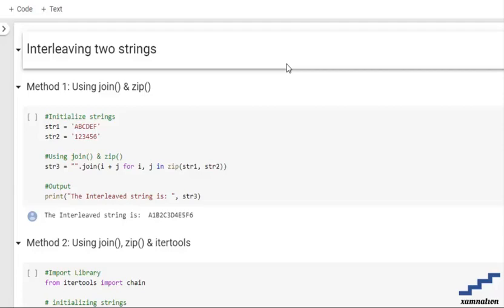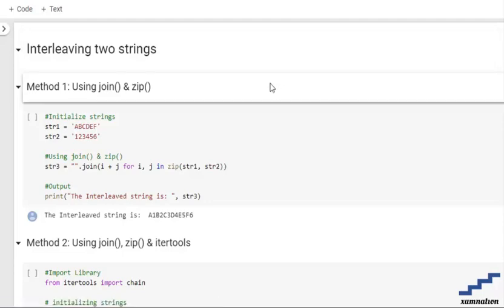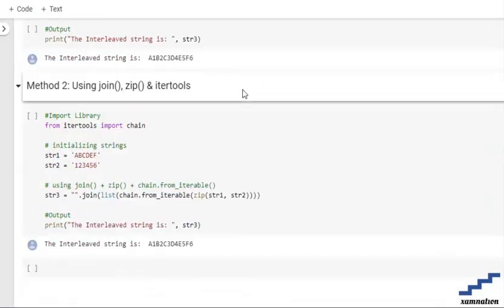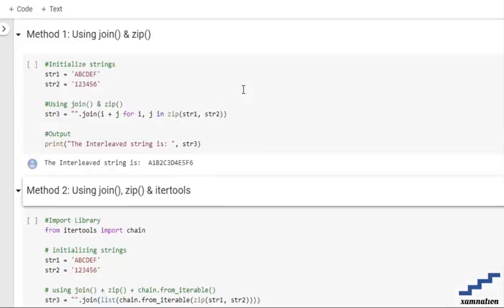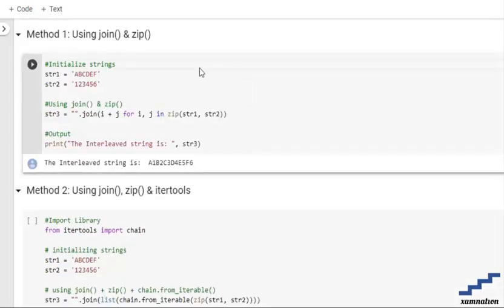Today's topic is interleaving the two strings. There are two methods to solve such kind of a problem. Method one is by using join and the zip method, and method two is by using join, zip, and itertools. Let's start with the first method, that is by using join and the zip function.